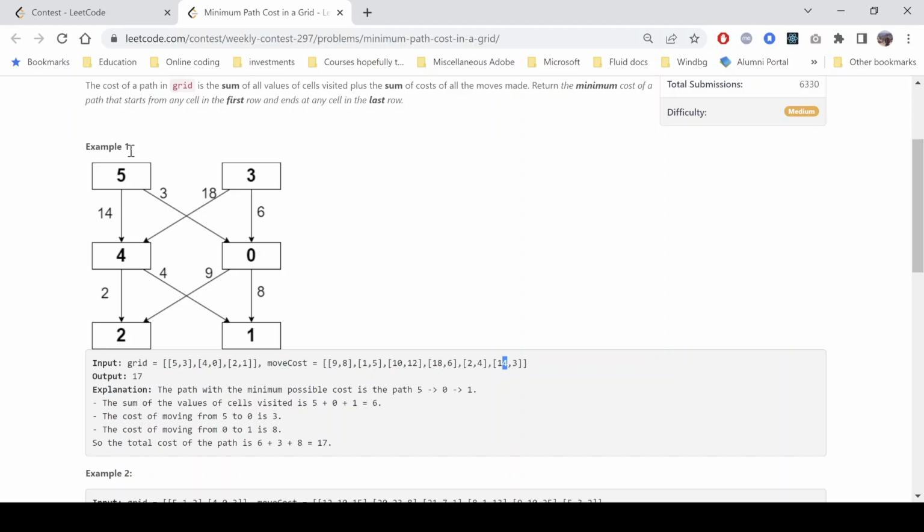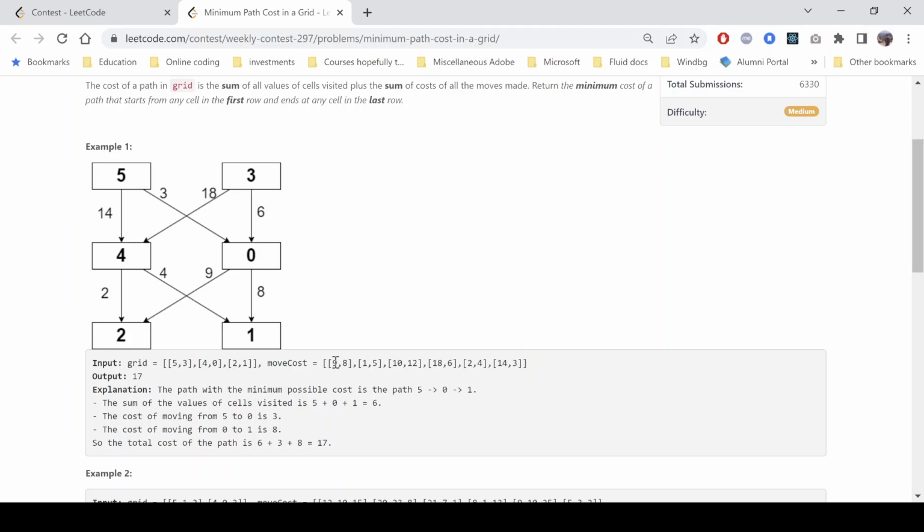Now let's look into another example. For example, if we want to move from 0 to 2, we will check the value present at 0, 0. The value present here is 0 and we are moving to the 0th column. So 0, 0 is 9. So this is the representation of the move cost.